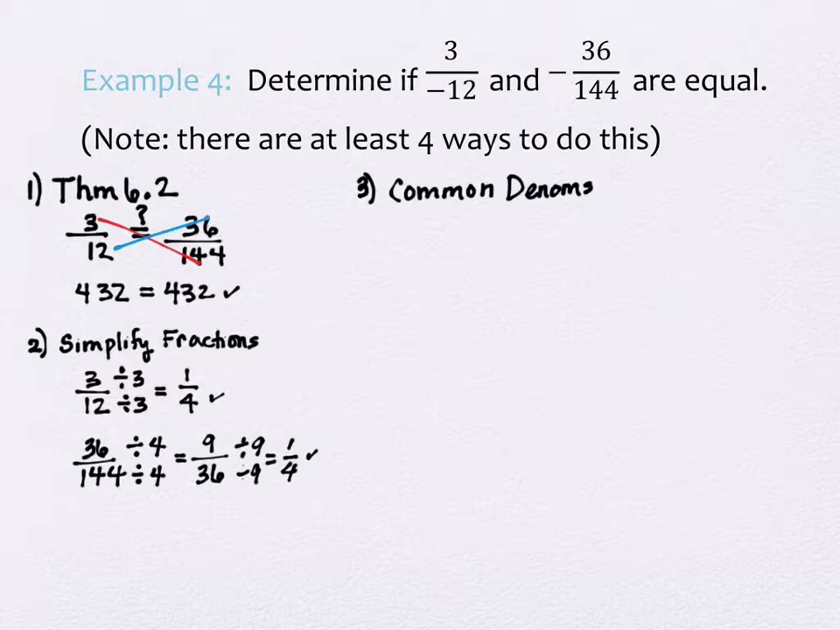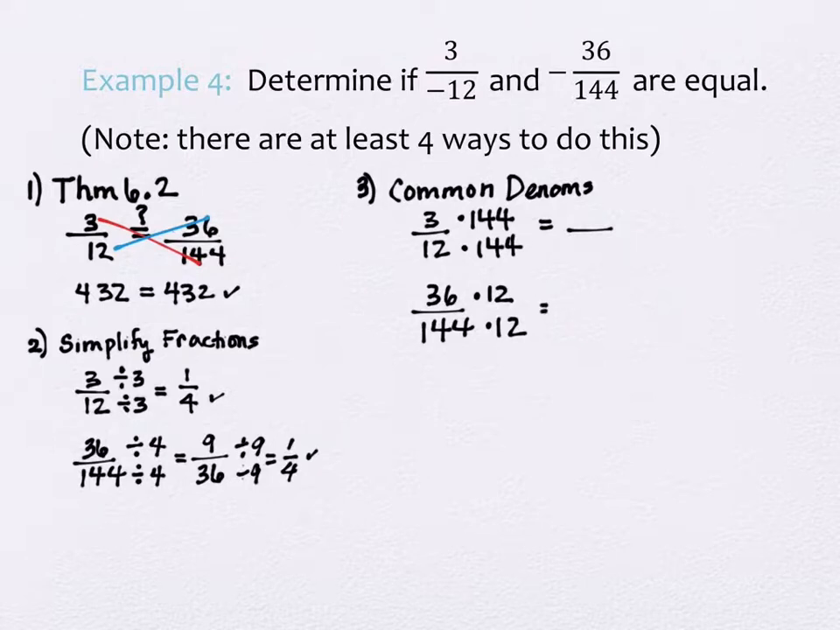Now, the easiest way to get common denominators, this is not the smallest denominator, I'm not talking least common denominator, we'll do that in a minute, but the easiest way is to simply multiply the denominators by each other. So when you look at this 3 over 12, you just multiply it on top and bottom by 144, because that's the other denominator. And your 36 over 144, you just multiply the top and the bottom by 12, because it's the other denominator. So what is 12 times 144?